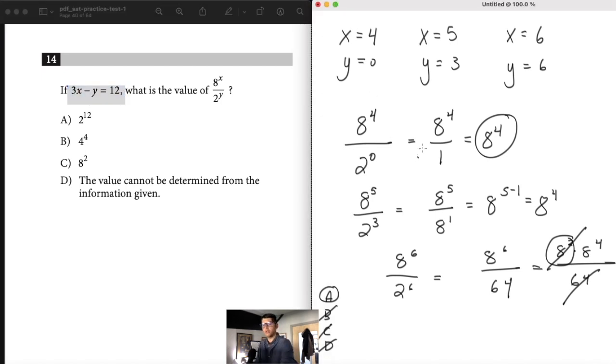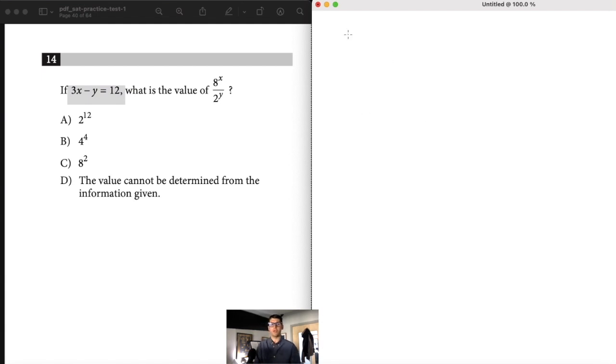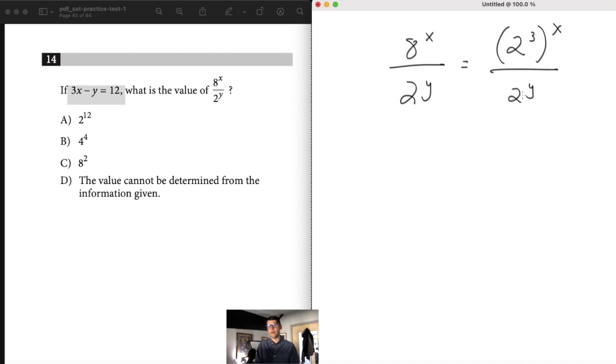The way they want you to do this question originally, just to show you how challenging it is, they want you to recognize that you can change the base of 8. They want you to recognize that you've got 8 to the x over 2 to the y, and that's equal to 2 cubed to the x over 2 to the y. And then you say, oh, well, that's 2 to the 3x.